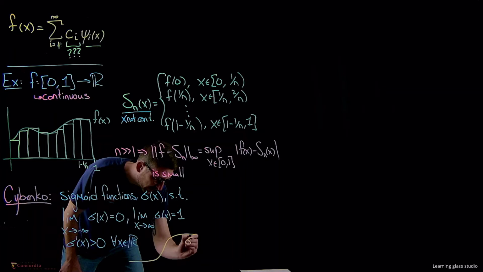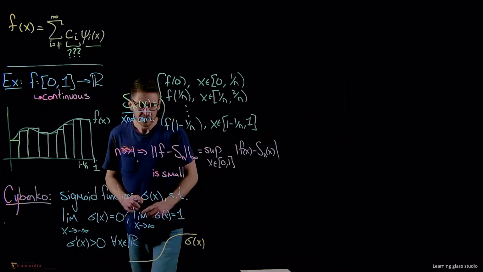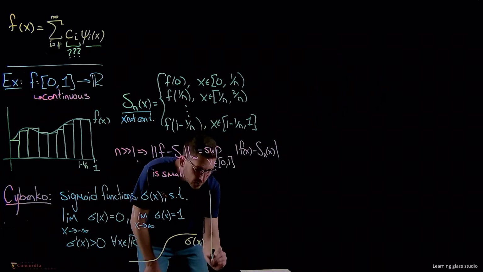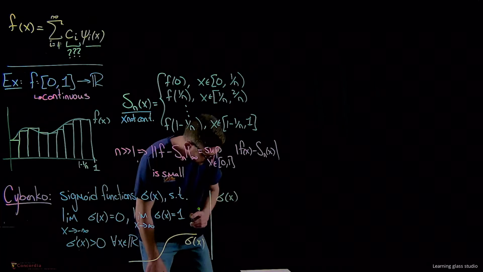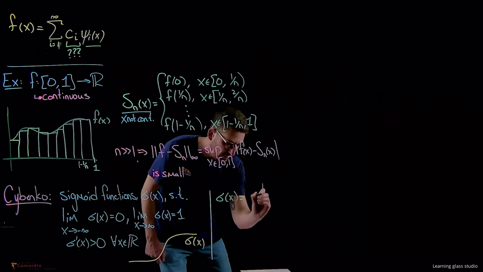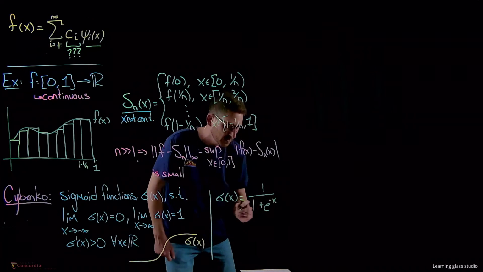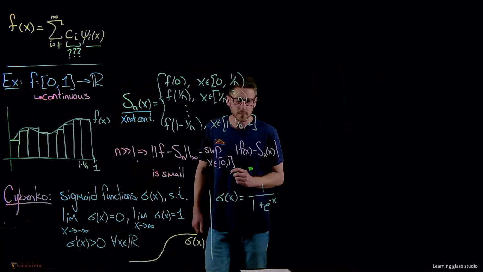There's my sigma of x. Okay? That's what they look like. And in particular, you want some examples? Here's one for you. This one we sometimes call the logistic function because it's the solution to the logistic dynamical system. There's one sigma function.